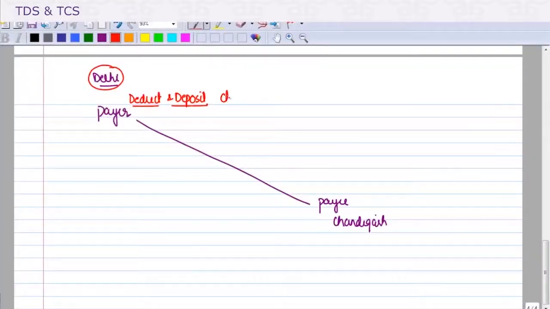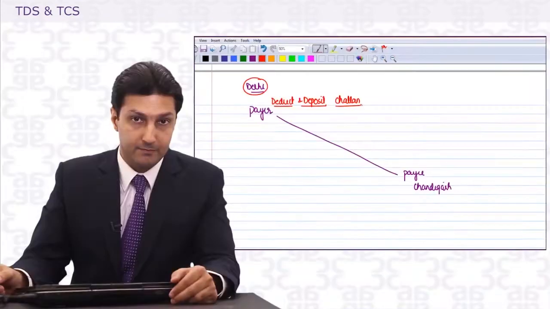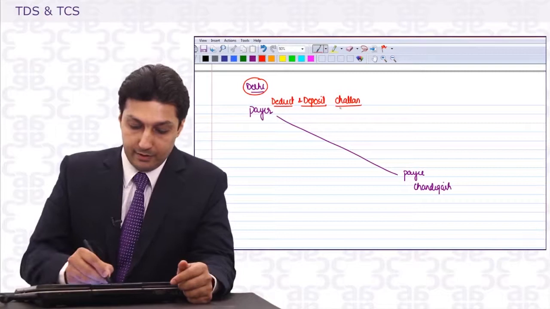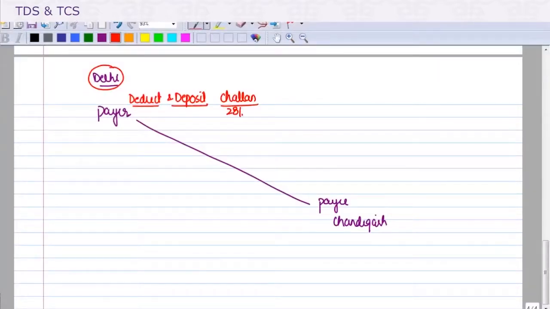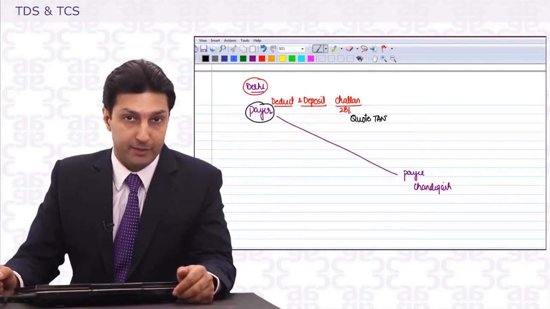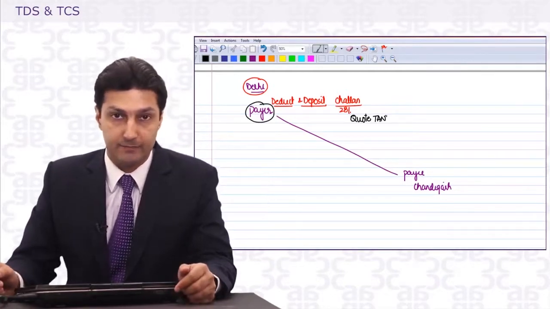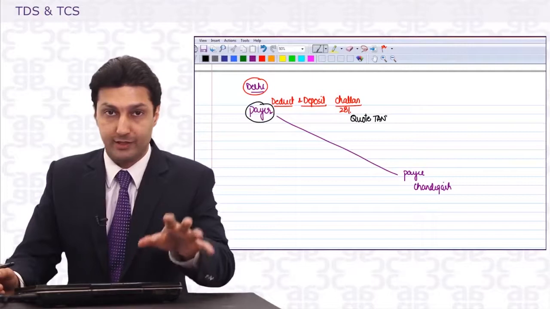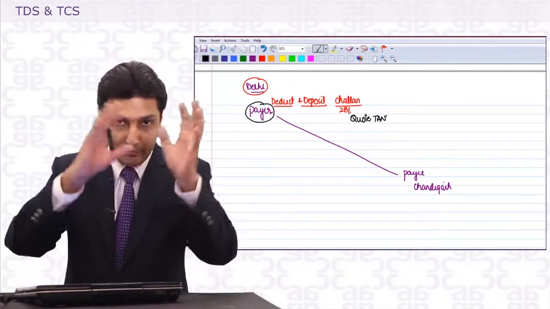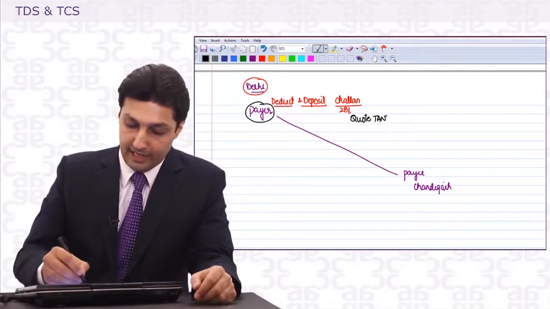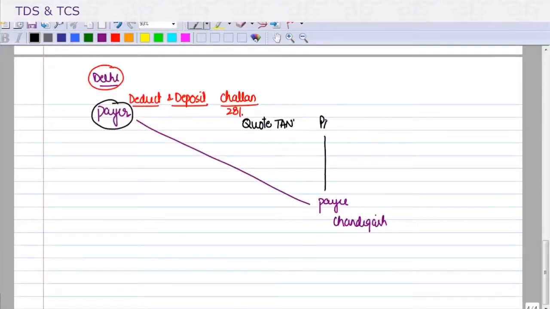Now there's the challan for deposit of TDS. In that challan, 281, the payer will have to get certain information. So he will quote his TAN number, which is a tax deduction account number which every payer required to deduct TDS will have to take. Now I will be doing the detailed procedures in the next topic. For the moment we are making a brief overview. And he will quote the PAN number of the payee.